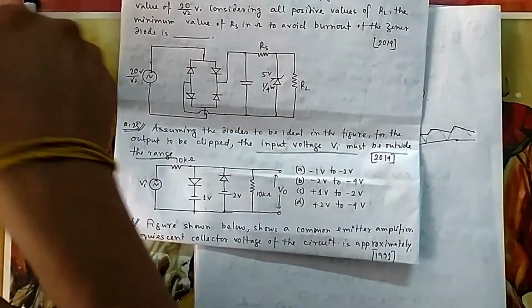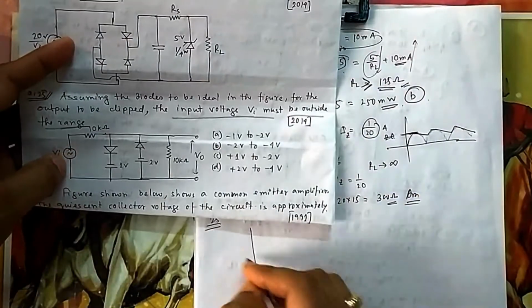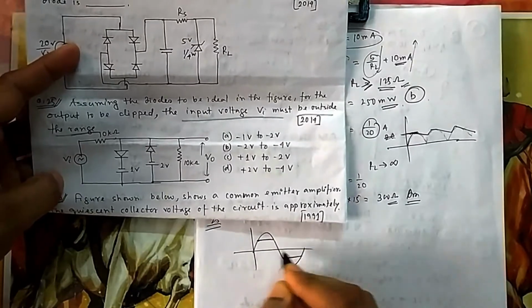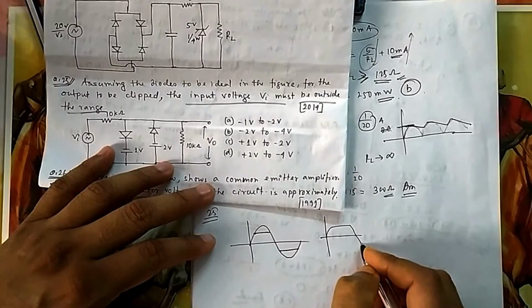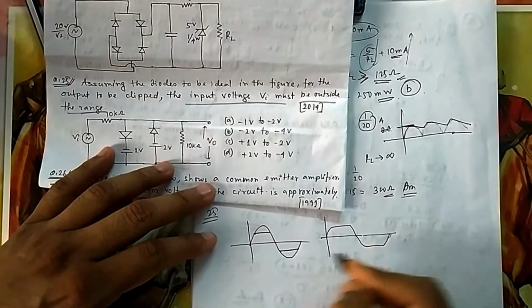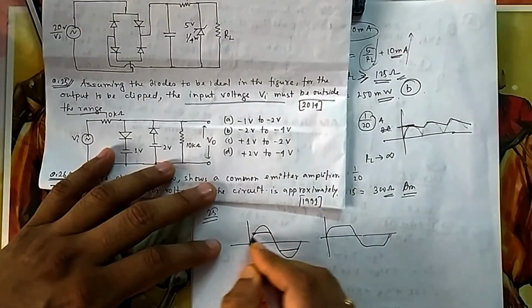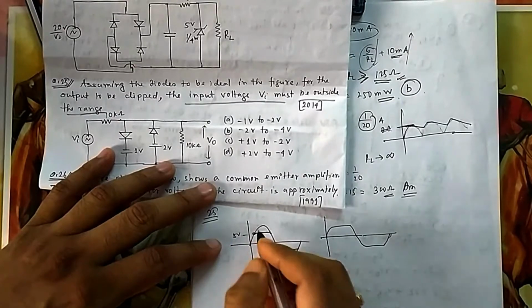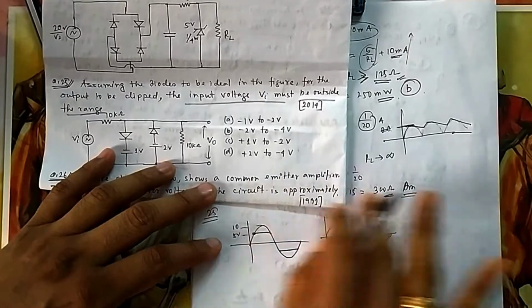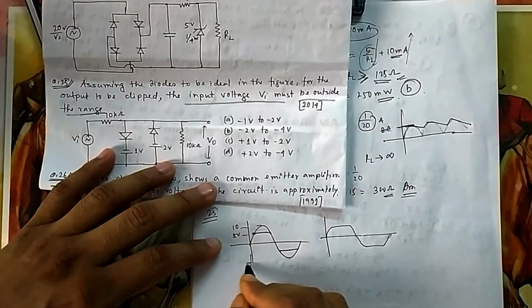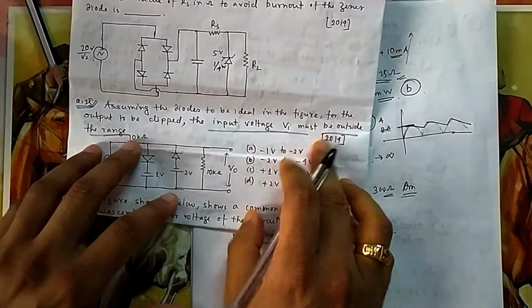So if you see this one, for clipping, clipping is happening at some voltage. Suppose it is clipped here, so the voltage will be something, this is known as clipping. So my input voltage should be more than that clip voltage. Suppose it is clipped at 5 volts. So the input voltage should be above 5, something like 10 or 6, so that you can say it is clipped. Here also. So that's why they are saying Vi must be outside the range.